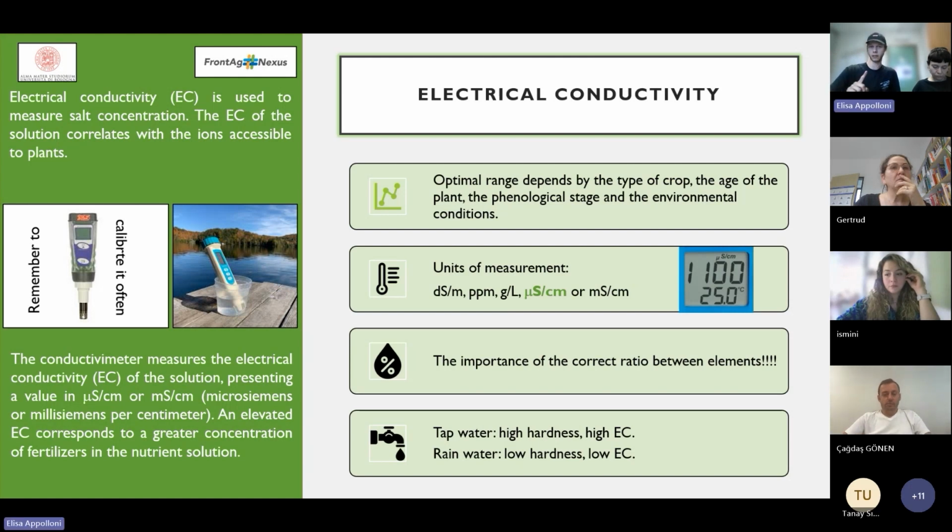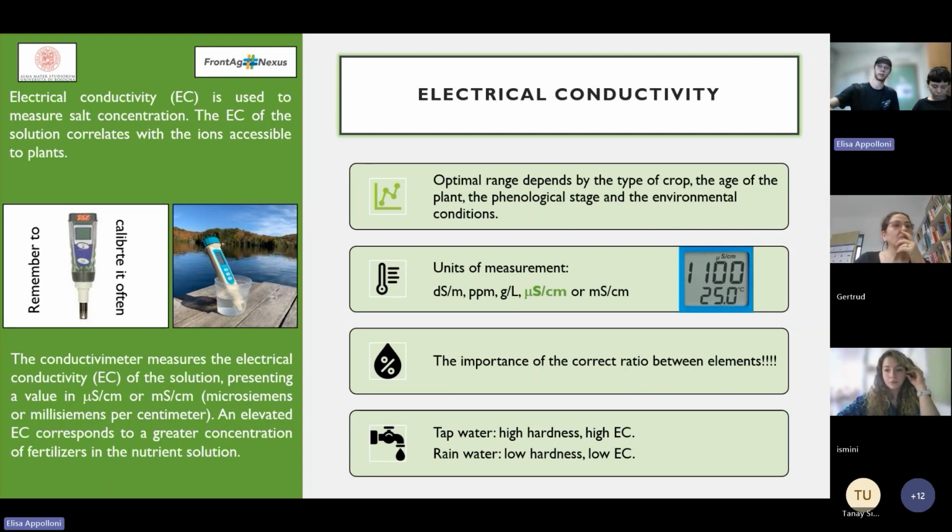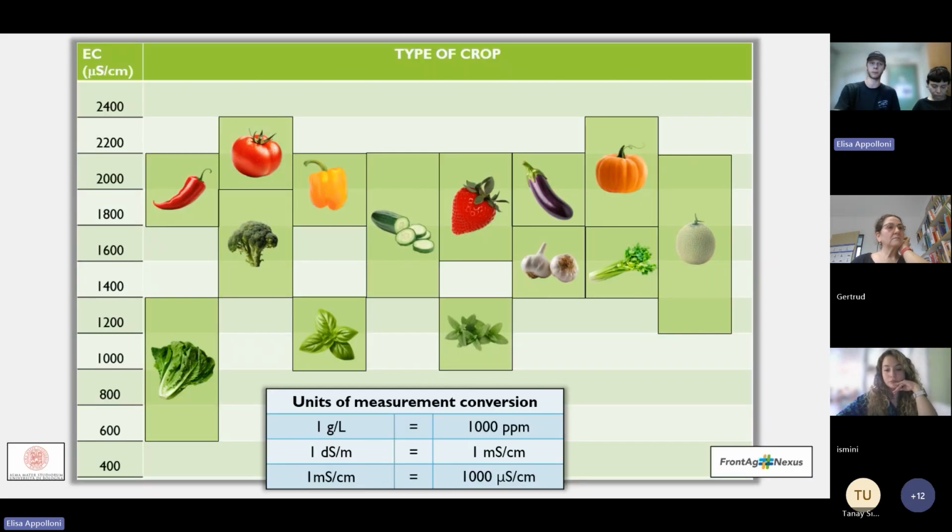The unit of measurement is very important. We must consider which units of measurement we are using, otherwise we can have problems in the reading of the values. And also the correct ratio between the elements is very important, otherwise the uptake of an element may be reduced due to the presence of a high amount of another element. Another thing to consider is the water that we are using, because there is a great difference between tap water and rainwater, and we will see why.